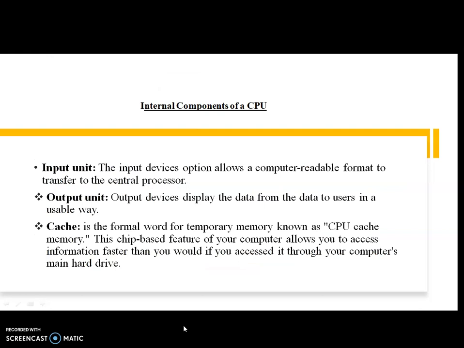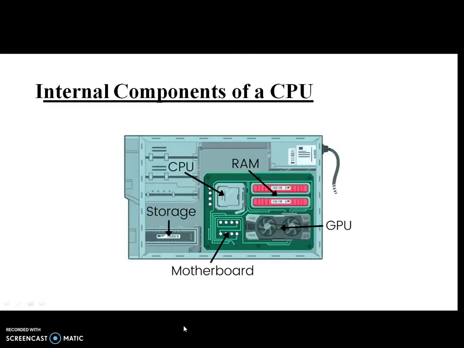Internal components of a CPU. Input unit: the input unit allows computer-readable information to transfer to the central processor. Output unit and caches. Internal components of a CPU.